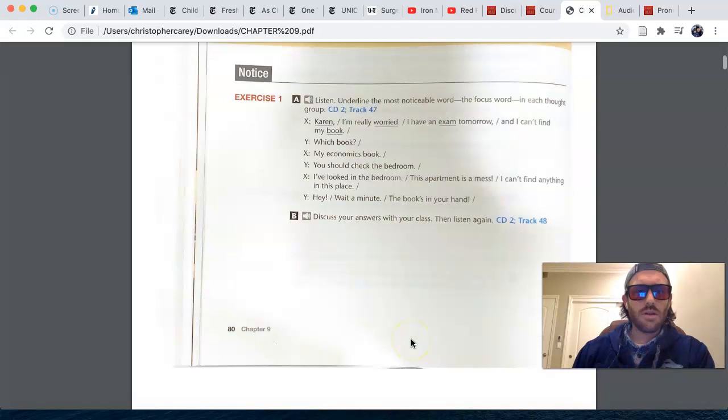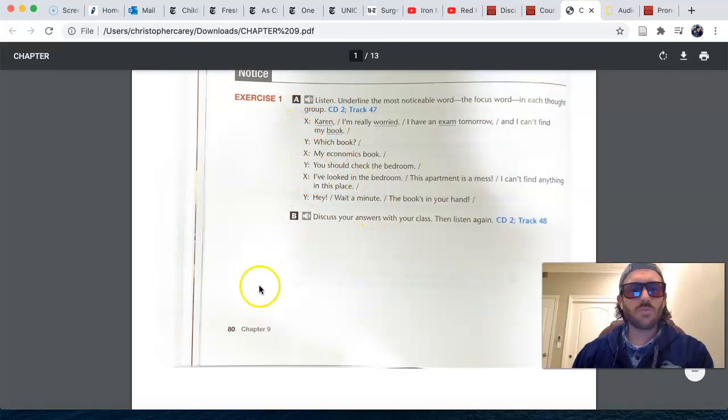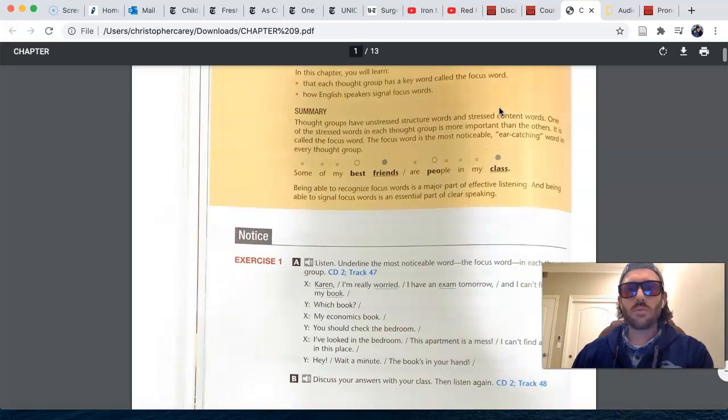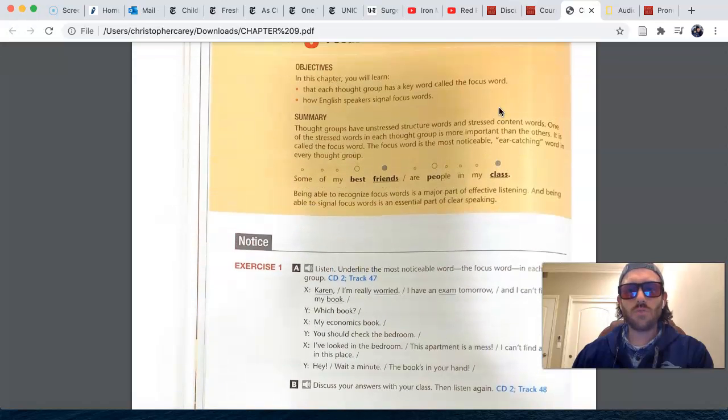Hello everyone and welcome back to Chapter 9. We're going to do a couple warm-up exercises together. First one's exercise 1 on page 80, practicing your recognition of focus words, which remember what we just discussed are the most important content words in a thought group.